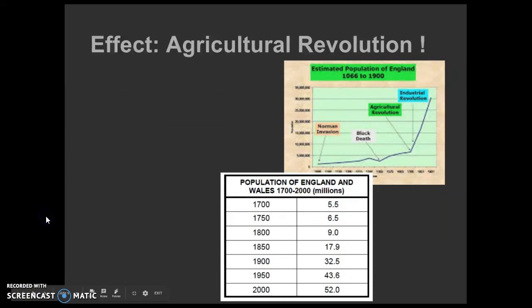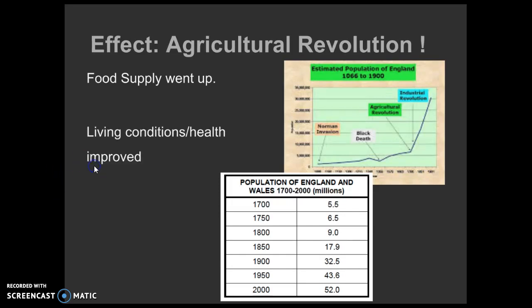All of those improvements in farming led to something called the Agricultural Revolution, agricultural meaning farming. All of the improvements meant the food supply went up. Because the food supply goes up, living conditions and health improve. People are eating more, they're healthier, they're living longer, they're having more babies, the babies are living longer. So England's population skyrockets, which you see in these two charts.